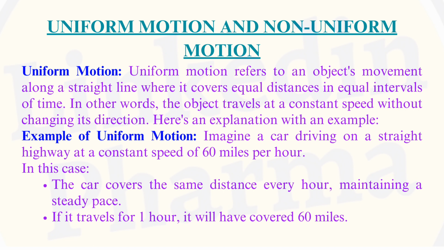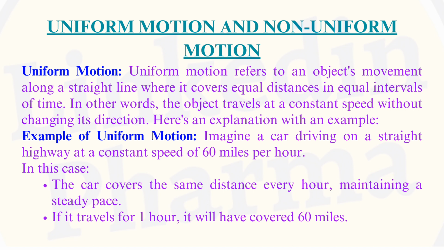Uniform motion and non-uniform motion. Uniform motion. Uniform motion refers to an object's movement along a straight line where it covers equal distances in equal intervals of time. In other words, the object travels at a constant speed without changing its direction. Here's an explanation with an example.